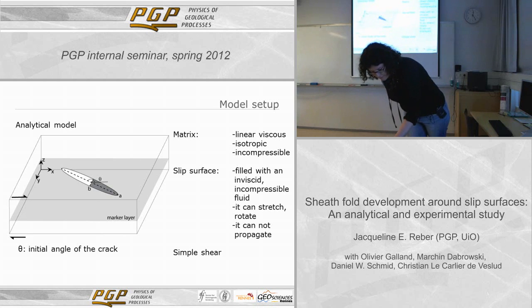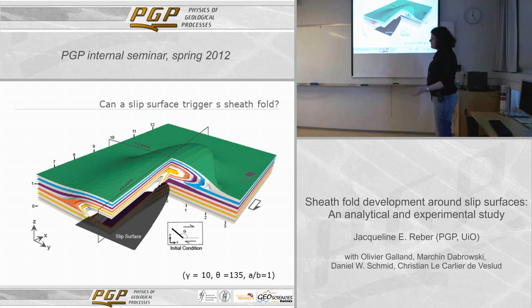And then our first question is, does it actually work? Can we produce a sheath fold with this model? And that's a picture of one of the experiments, and I guess we can say, yes, it works. So in this experiment, we sheared the whole system to a shear strain of gamma 10. The initial orientation of the slip surface was 135 degrees. So if that's the shear direction, it used to be like that, then it kind of turns during the shear. And the shape of the inclusion was a circle.